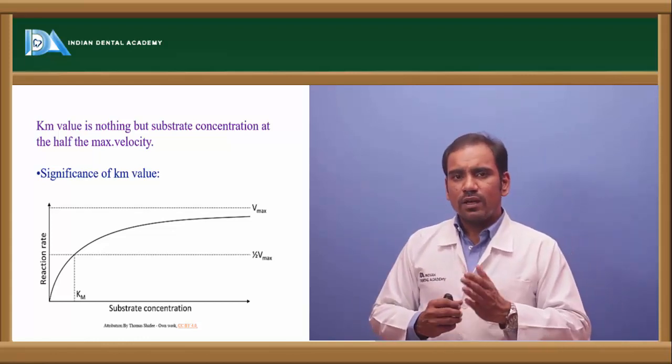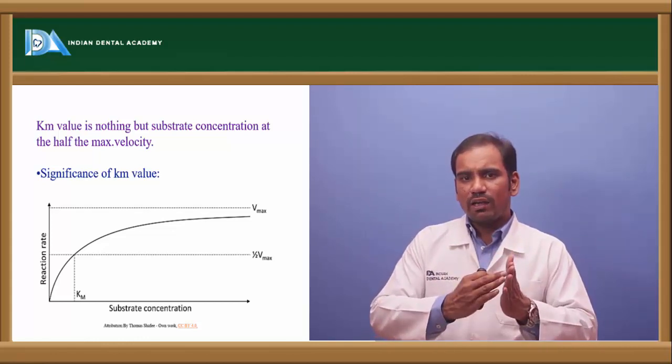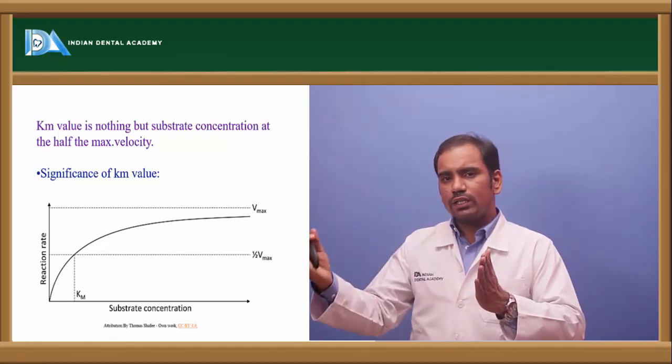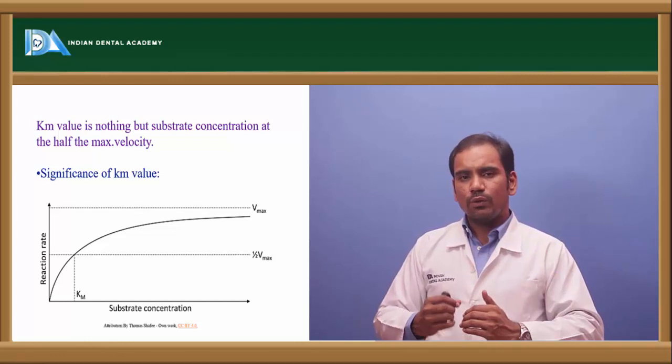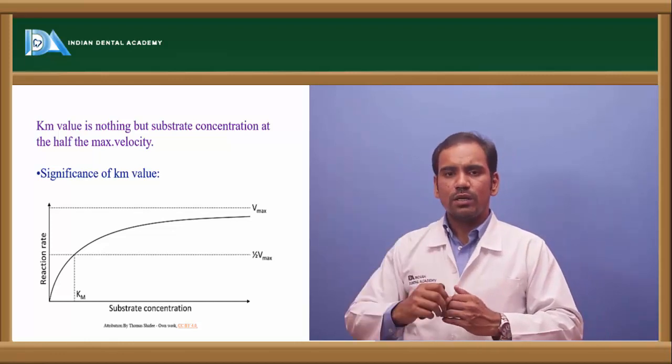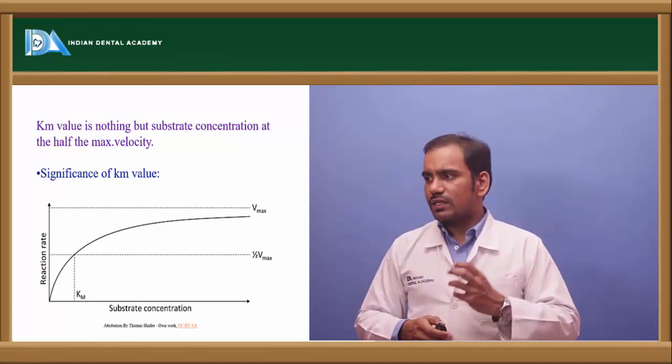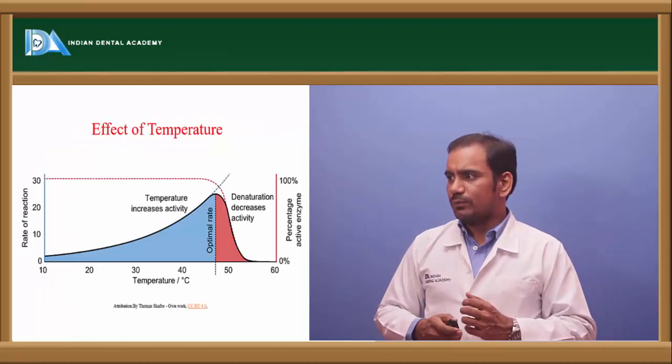Whenever an enzyme has a high Km value, it has low affinity towards the substrate. Whenever an enzyme has a low Km value, it has high affinity towards the substrate. Right? So that is the significance of Km value.